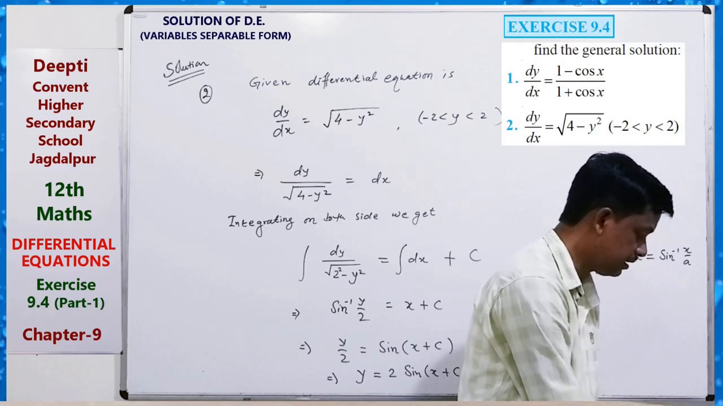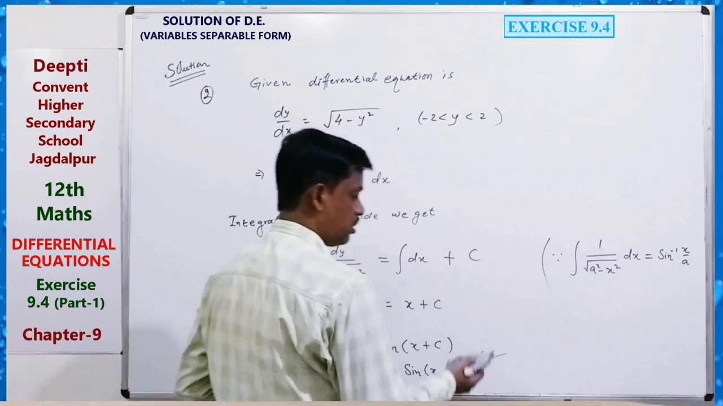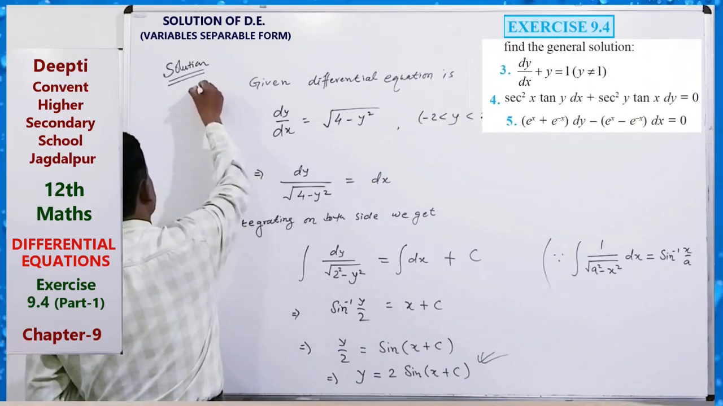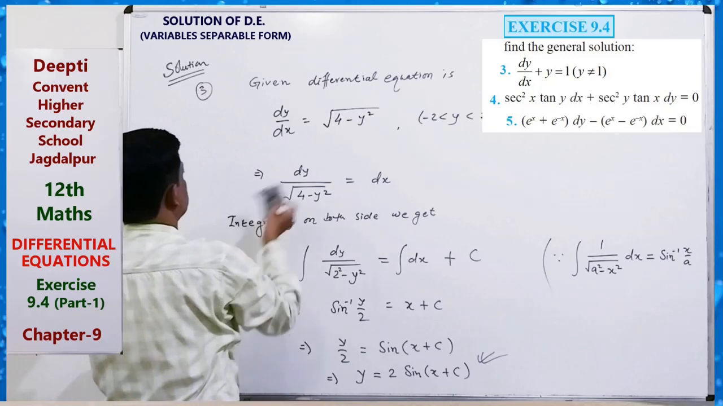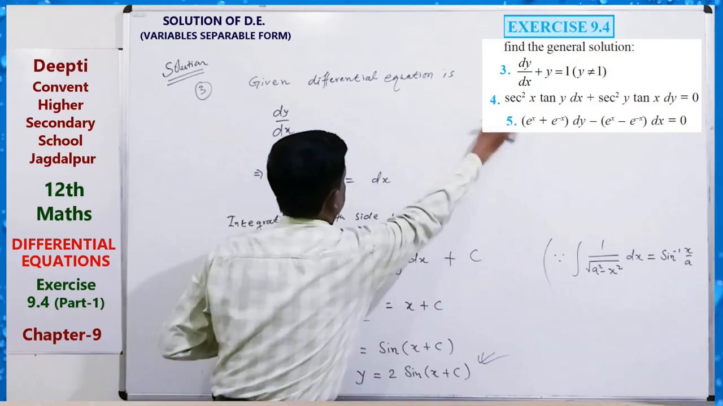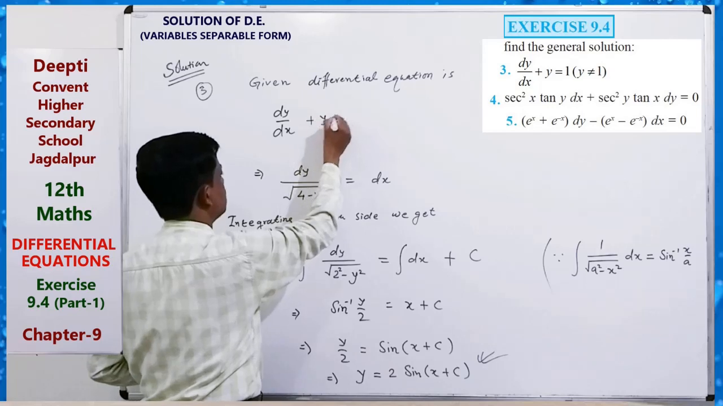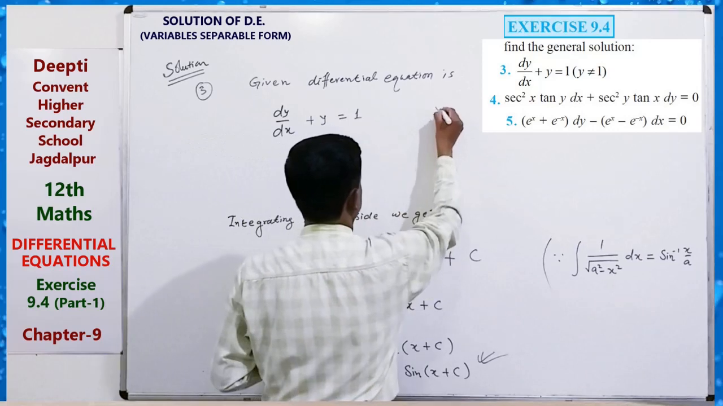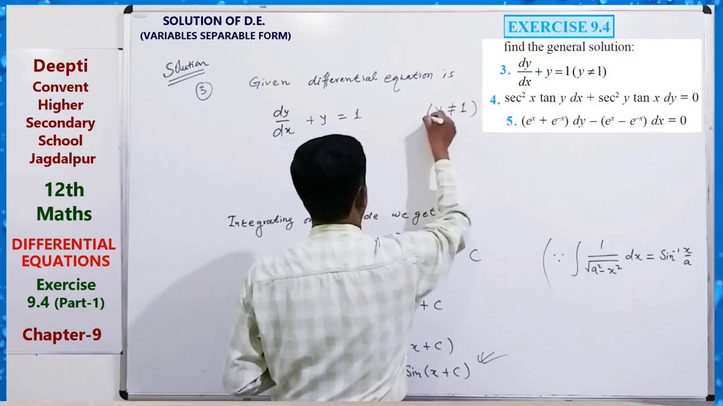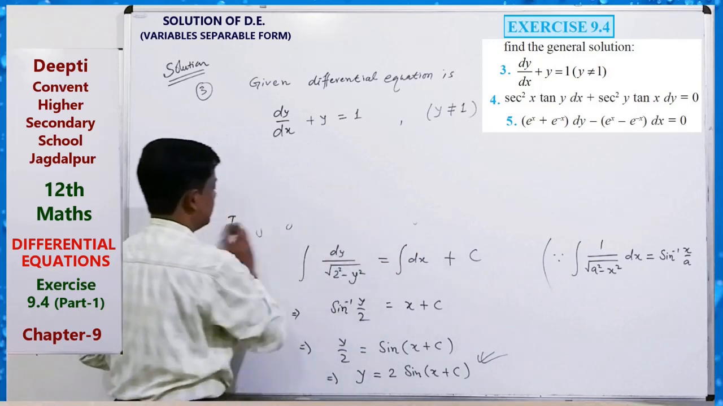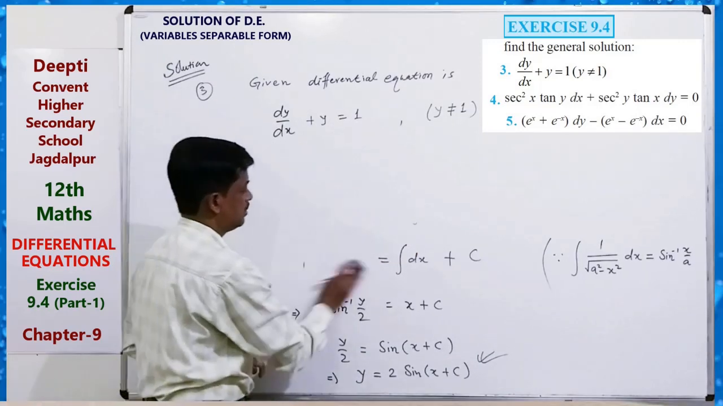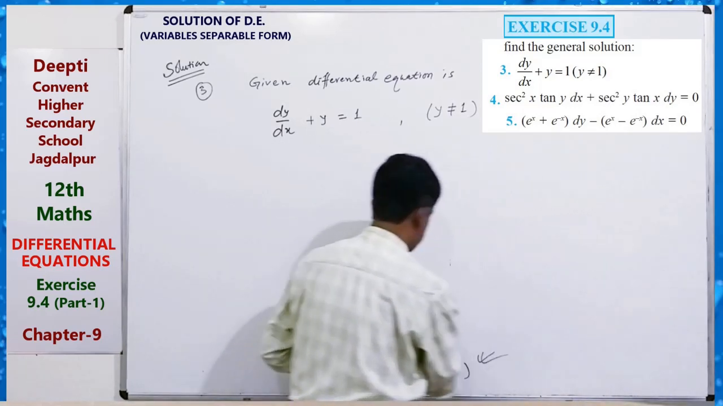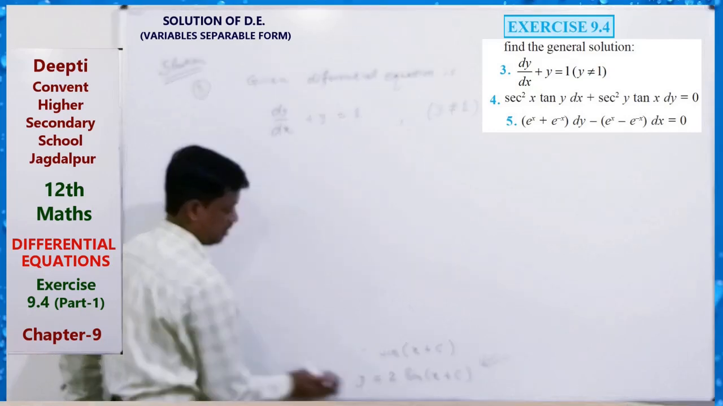Take also the third question. Question third, dy by dx plus y equals 1. Just this is given, and also given y is not equal to 1. Because in the denominator there will be 1 minus y, that should not be equal to 0. That's why y not equal to 1 is given.